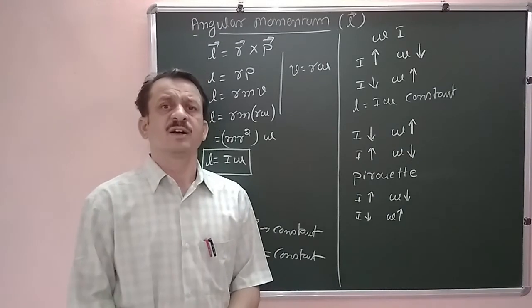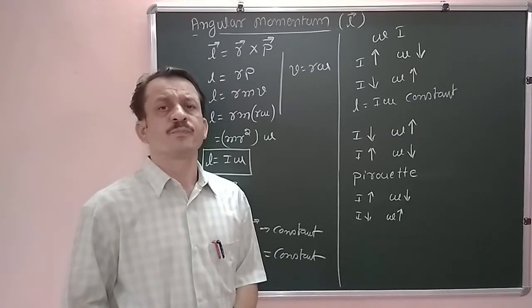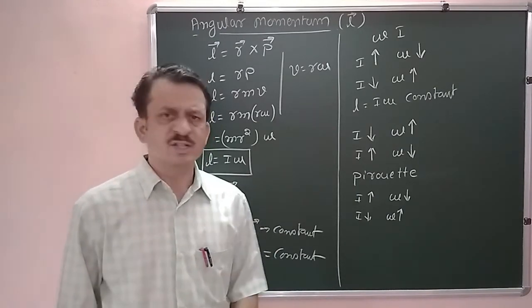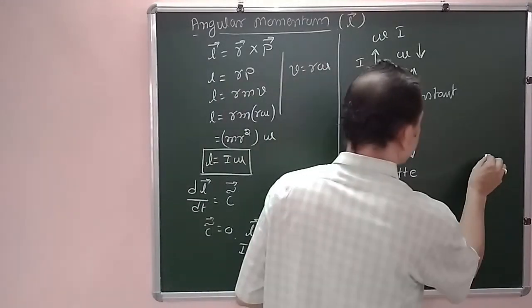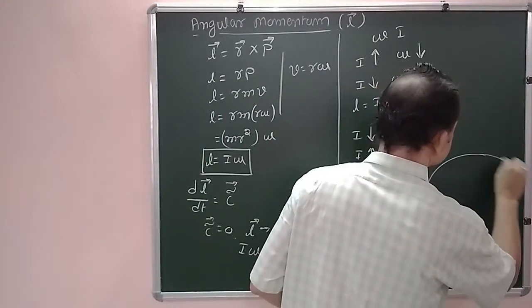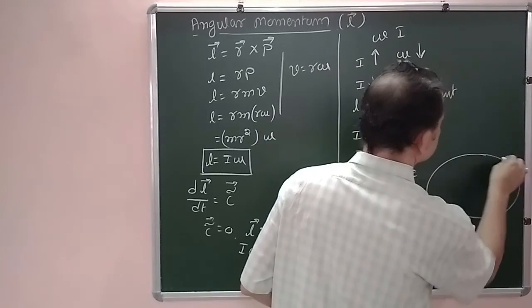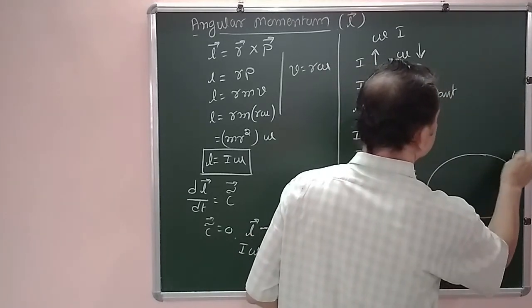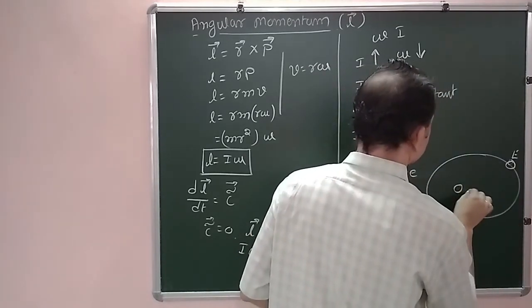And in astronomy, the planets are revolving around the sun, that we know. Now, if this is the Earth, if we take Earth is revolving, and here we have the sun.